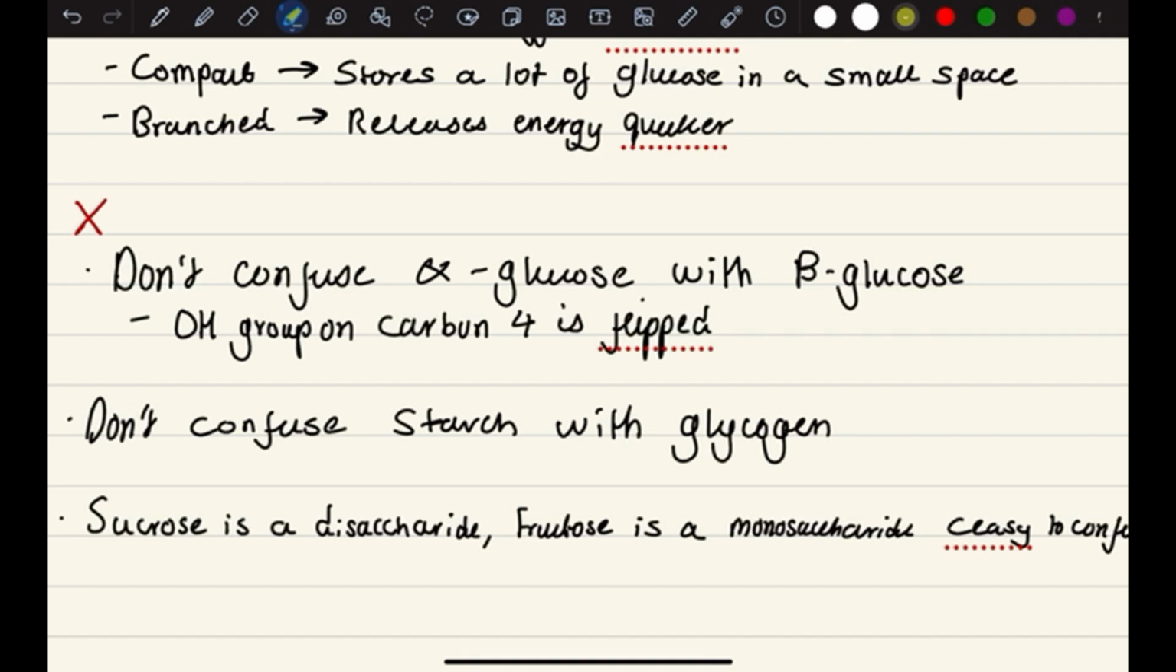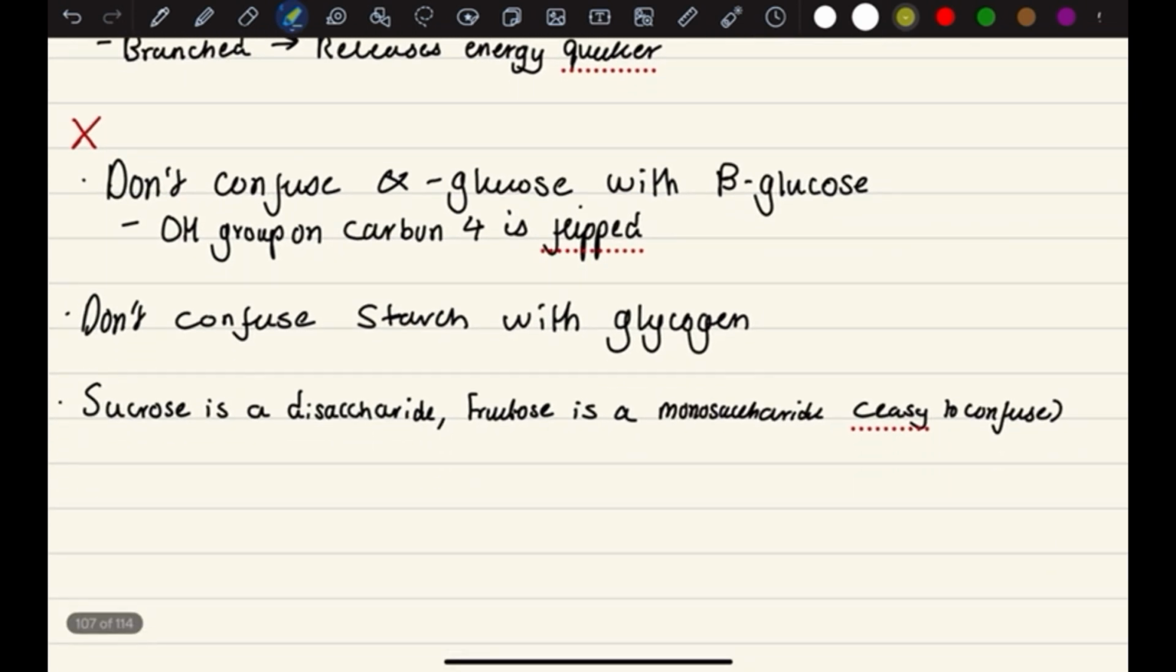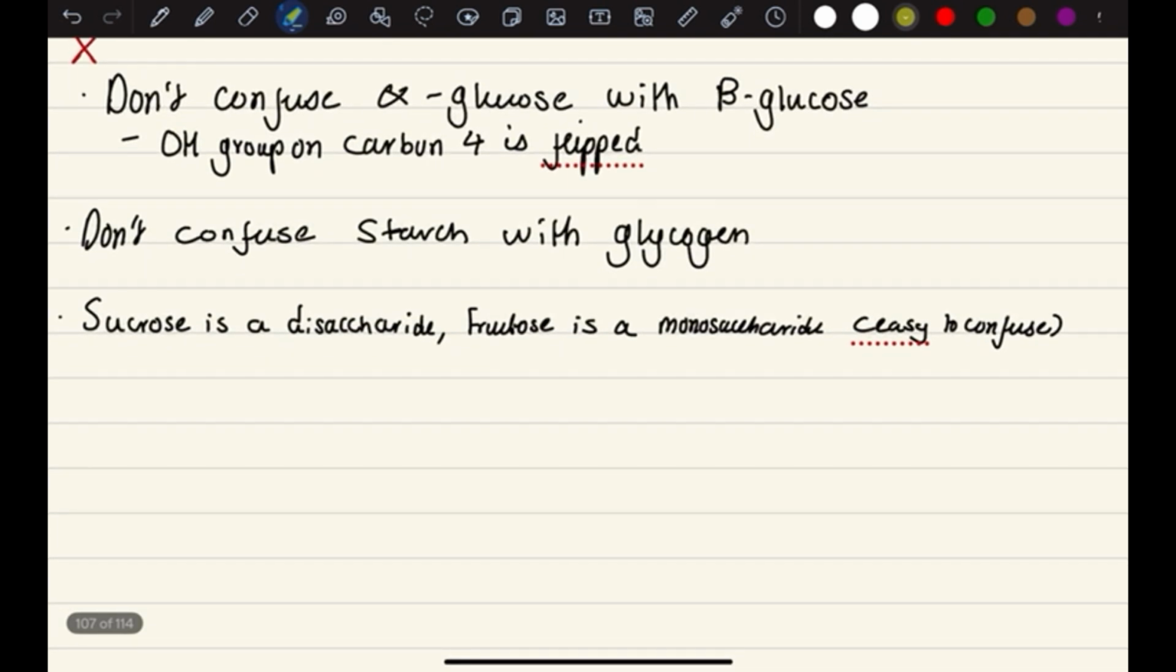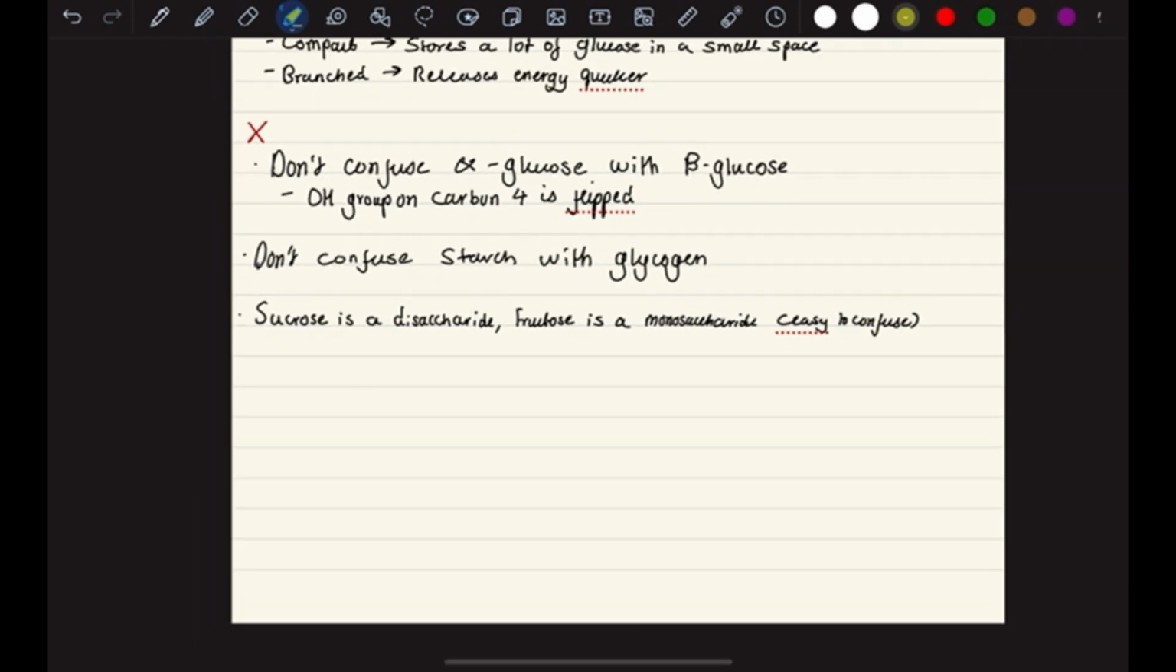Please do not confuse starch with glycogen. I know that a lot of the features are similar because they're both polysaccharides of alpha glucose, but you remember in your starch, you've got 2 polysaccharides, yeah? Just 2 different ones, amylose, amylopectin. So just remember that. And then also, maybe this is just me, but I used to think sucrose was a monosaccharide and fructose was a disaccharide. So I find them quite easy to confuse. So just be aware that sucrose is the disaccharide and then fructose is the monosaccharide. I don't know if I'm the only one who struggles with that, but yeah, cool.